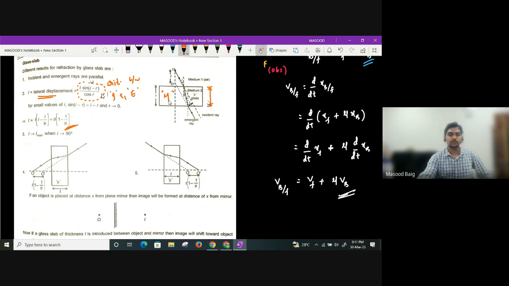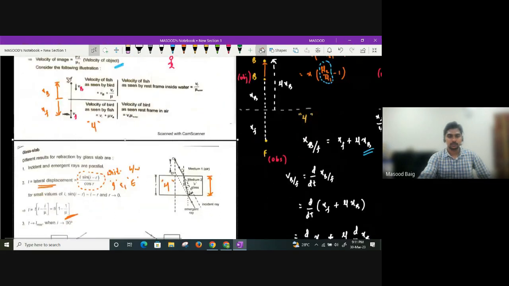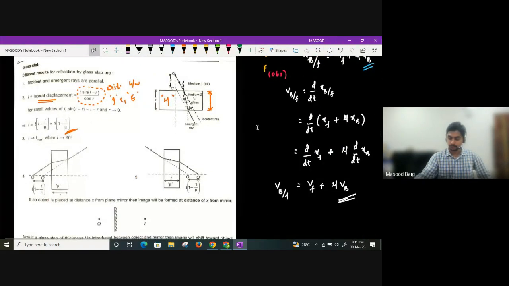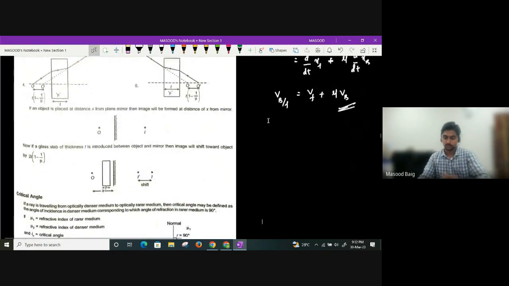Now, the three points in the glass slab which are very, very important again. Three important cases, guys, in the case of a glass slab, which are truly very important. So what are those three cases?